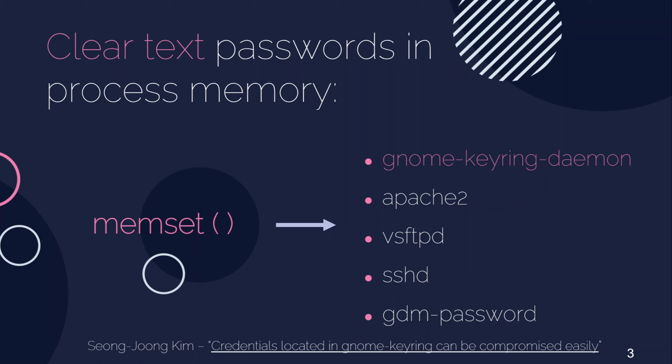A perfect example of authentication software is the Linux GNOME Desktop, which uses the GNOME keyring daemon for storing security credentials such as users' names and passwords. Security researcher Songjong Kim from South Korea discovered that GNOME keyring doesn't overwrite users' credentials located in memory. These credentials are not cleared automatically and reside in plain text in process memory.